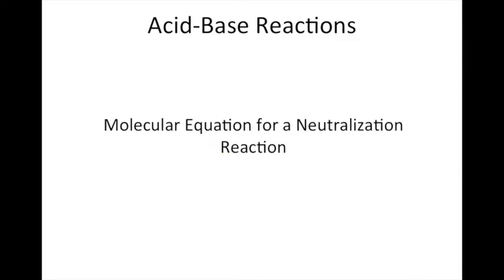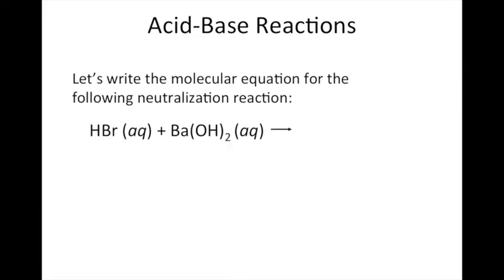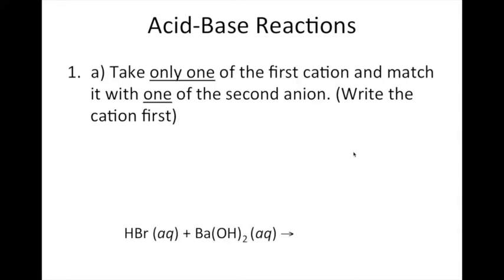So let's take a look at how to write a proper molecular equation for a neutralization reaction. Let's start by giving you these two reactants. Here we have hydrobromic acid and we have barium hydroxide. Pause the video for just a minute and see if you can predict the products of this reaction before we go over it. Okay, so when we react these two compounds, the acid and the base, we want to be able to predict the products.